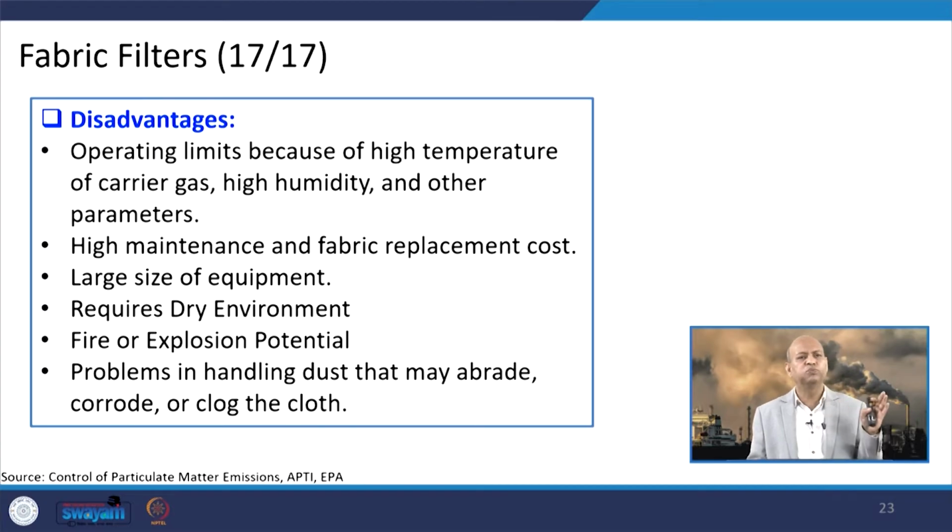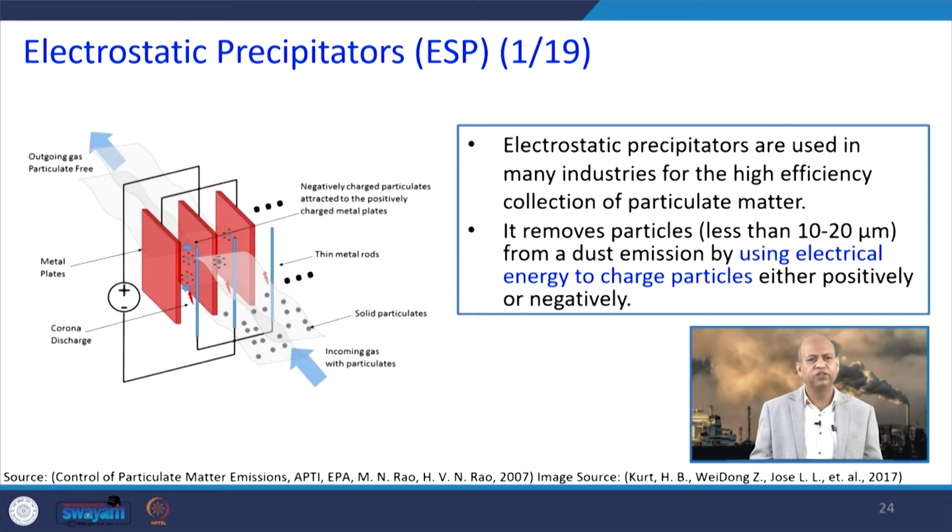Moisture is not good for fabric filters, and fire or explosion potential can be there, as I said, depending upon the temperature. Problems in handling dust, like corrosion or clogging of the cloth. So, those kinds of problems are there. It is not free from problems, but if we can get rid of these with highly skilled people, and if you have a lot of good money to operate, then this is a good suggestion to go for a fabric filter, provided there are no very hot gases.